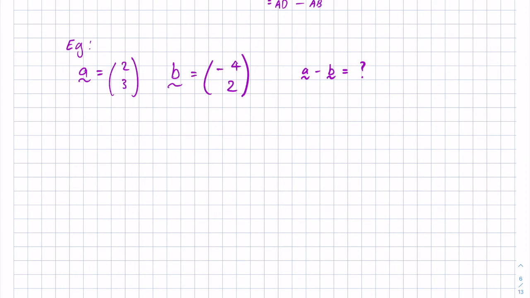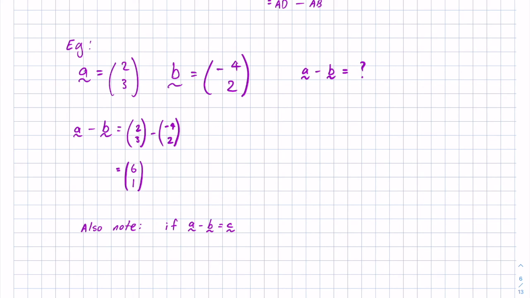So let's just look at this numerical example. A is the vector (2, 3) and B is the vector (-4, 2). What's A minus B? So A minus B is (2, 3) minus (-4, 2), and we can just do the usual thing. So 2 minus -4 and 3 minus 2. So 2 minus -4 is 6 and 3 minus 2 is 1. So the answer is (6, 1). We should note too that if you've got A minus B equals C, just like with normal algebra, you can add the B onto each side and get A equals C plus B.